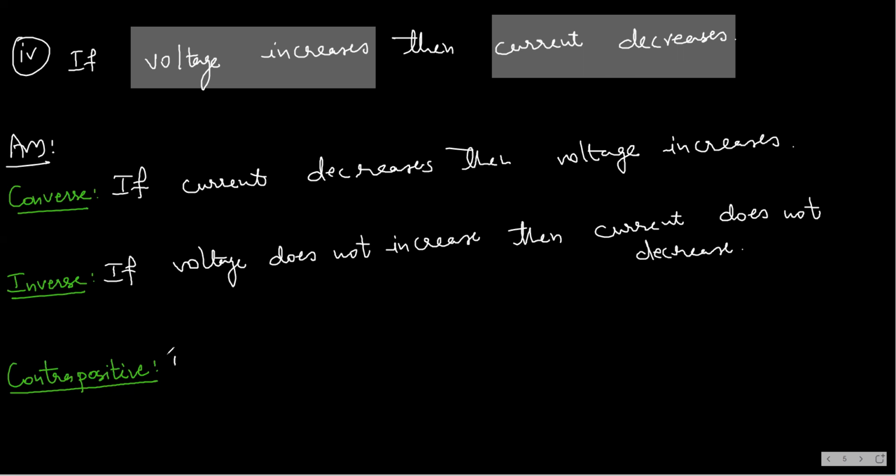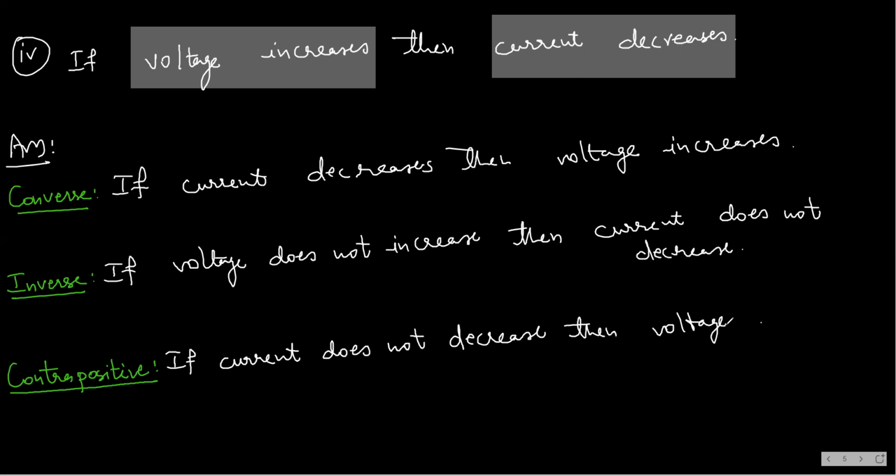Contrapositive, we will have, if current does not decrease, then voltage does not increase. That's it. We completed the converse, inverse, and contrapositive of a given implication statement.